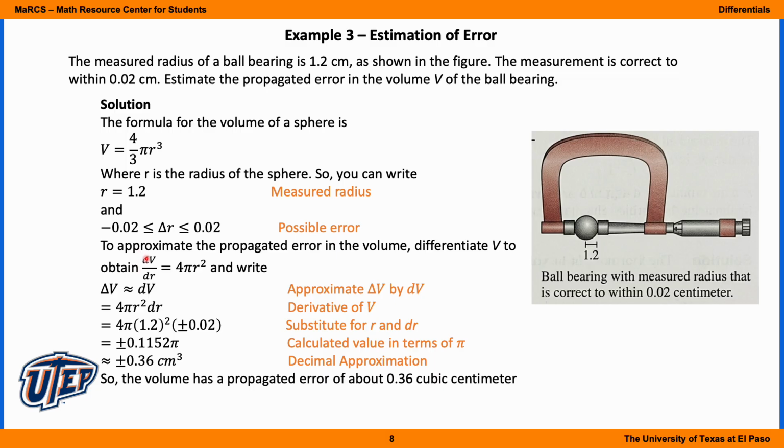And now we will have dV equals 4πr² times dr. Now substituting what we have for r and dr: r is equal to 1.2, we will plug that in here, and for dr, we will put plus or minus 0.02 from right here. We get that this is equal to plus or minus 0.1152π. So this is the calculated value in terms of π. And then the decimal approximation is approximately plus or minus 0.36 centimeters cubed. So the volume has a propagated error of about 0.36 cubic centimeters.